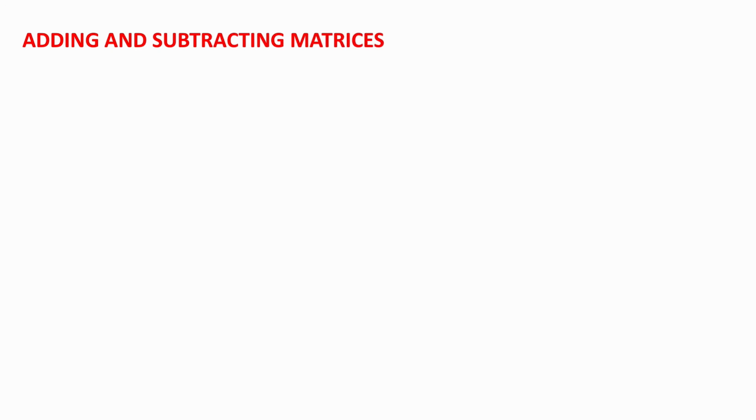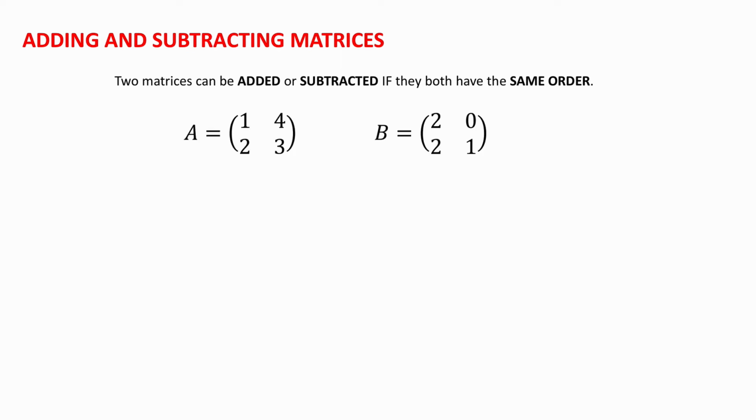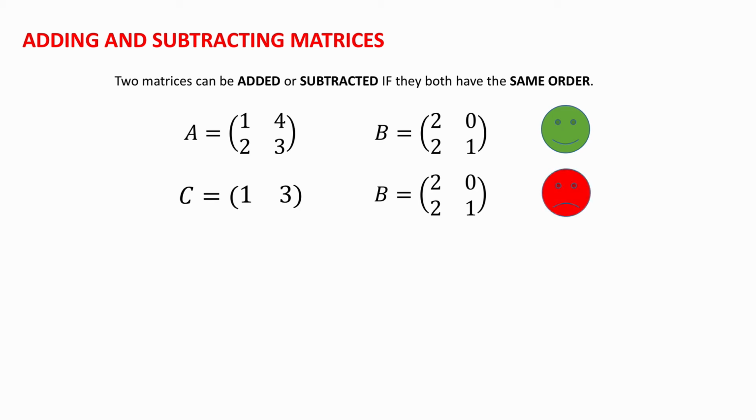Adding and subtracting matrices. Two matrices could be added or subtracted if they have the same order. So for example, A and B, they both have the order 2 by 2, so these can be added or subtracted. If we look at this other example, we have C, which is a 1 by 2 matrix, and B is a 2 by 2 matrix. These cannot be added or subtracted because the orders are not the same. So we say that this here is non-conformable.